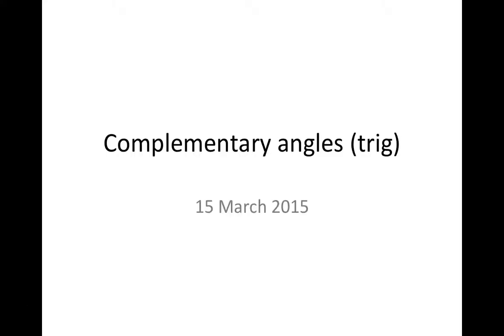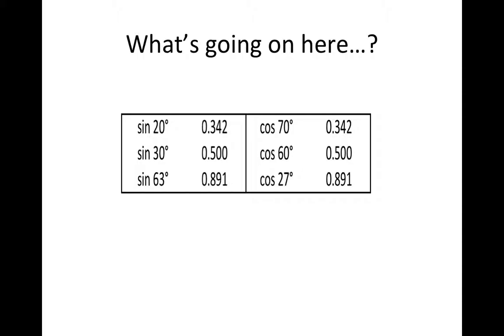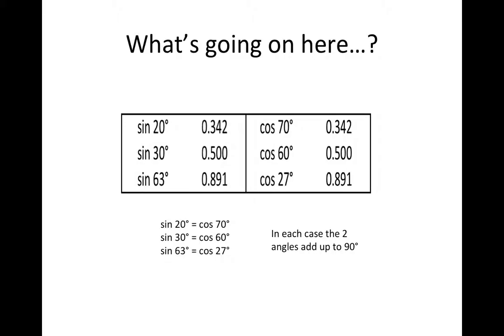Complementary angle trig relationships. We started it last lesson because we drew this table on the board. We typed into our calculators sine 20 and cos 70 and we found they gave us the same value. We did the same for some other angles. So that was what we found, but there was something special about the angles I'd chosen. In each case, the two angles add up to 90 degrees.